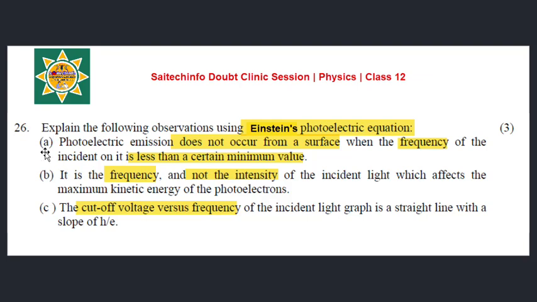A. Photoelectric emission does not occur from a surface when the frequency of the light incident on it is less than a certain minimum value. B. It is the frequency and not the intensity of the incident light which affects the maximum kinetic energy of the photoelectrons. C. The cutoff potential, that is, the voltage versus frequency of the incident light graph, is a straight line with a slope of h by e. So we need to explain all these three questions.